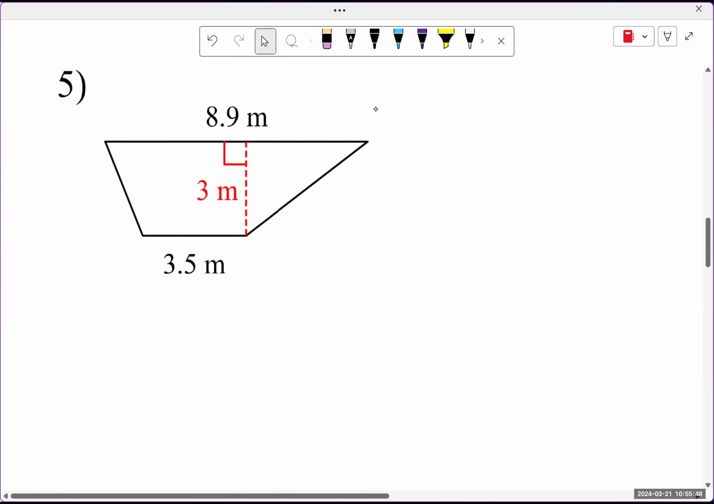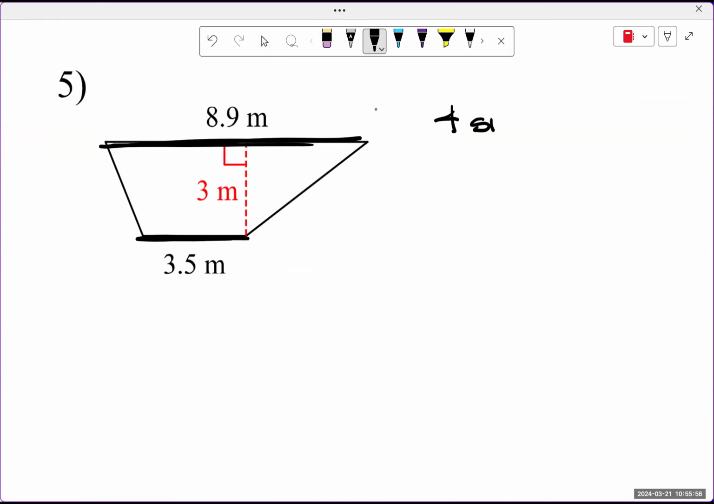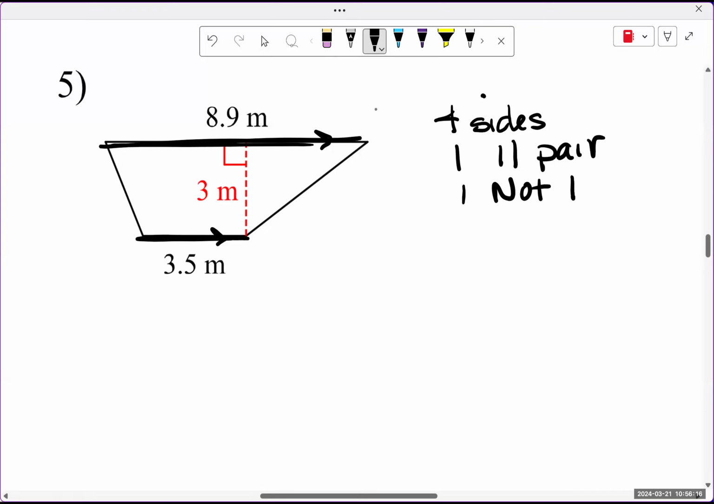Okay, so let's look at this. This is parallel to this. I have 4 sides. Okay, it's a quadrilateral, 4 sides. And I have 1 pair of parallel sides. 1 parallel pair and 1 not. Parallel pair. Yeah, parallel. Way too many letters for me to write.